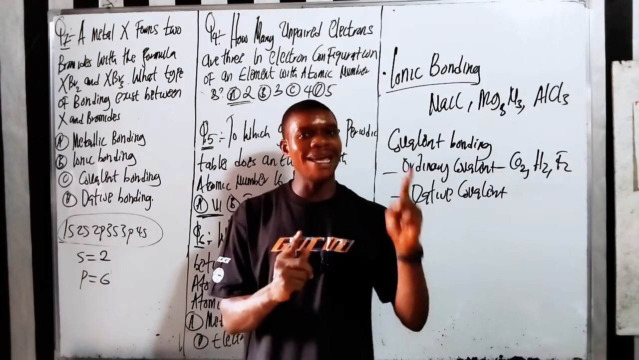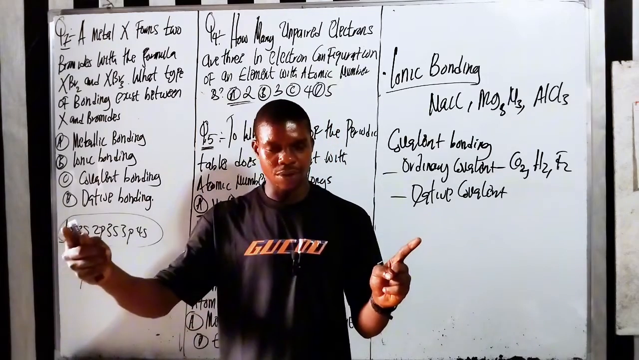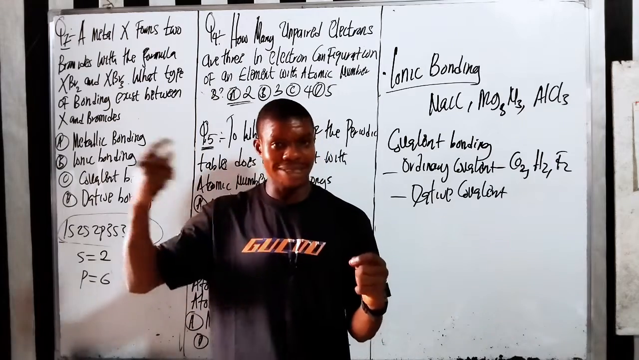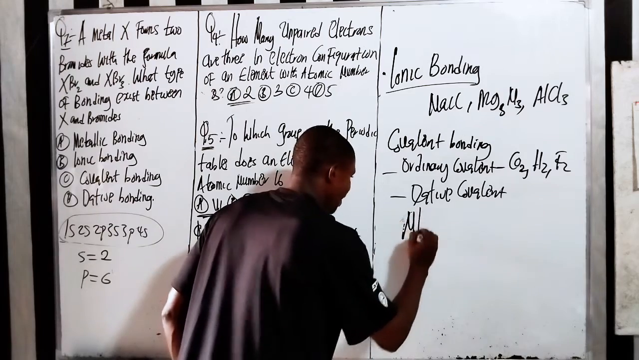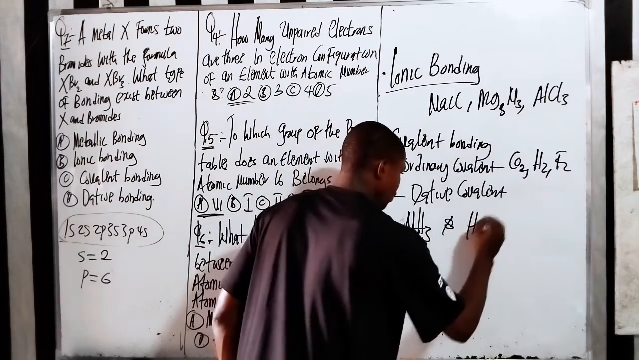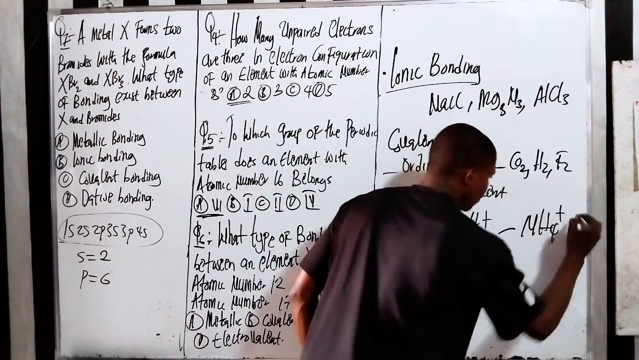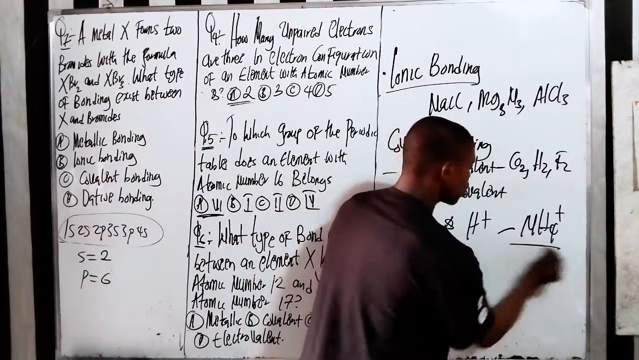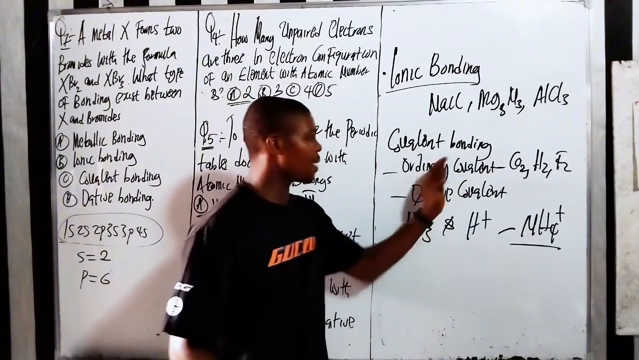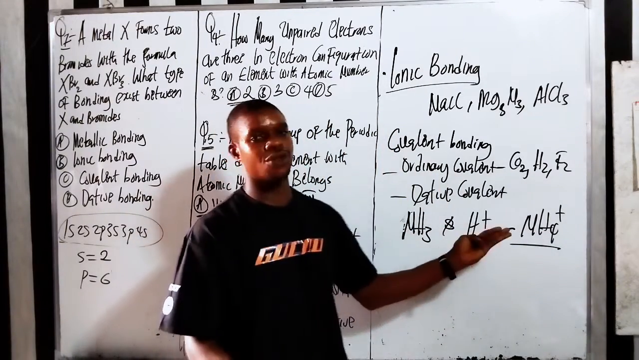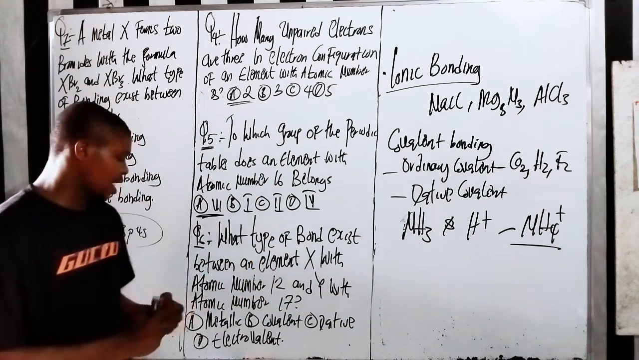Now, dative covalent bonding also involves the sharing of the electron. But guess what? Just one atom brings the electron that is being donated. A good example is between NH3 and H+ to form NH4+. Now when I say NH4+, it's called dative covalent bonding. Do you understand? I'm not going through this process now because I'm just trying to explain to you so that you can understand better.